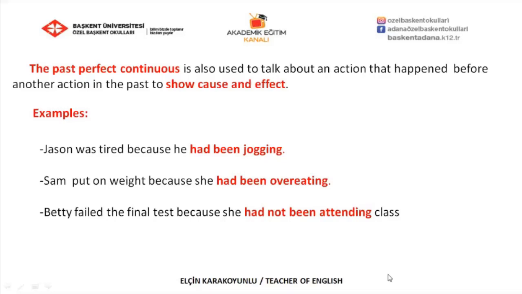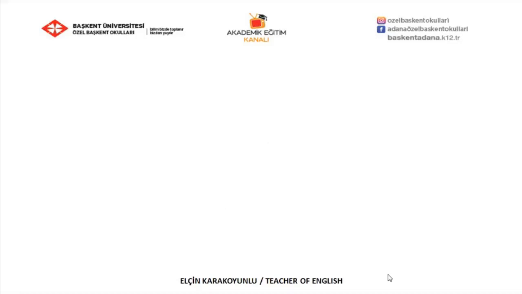The second one, Sam put on weight. And what was the reason? Because she had been overeating. And the last one, Betty failed the final test because she hadn't been attending class. Let's go on with the sentence structures of the past perfect continuous tense. Let's start with the positive form.